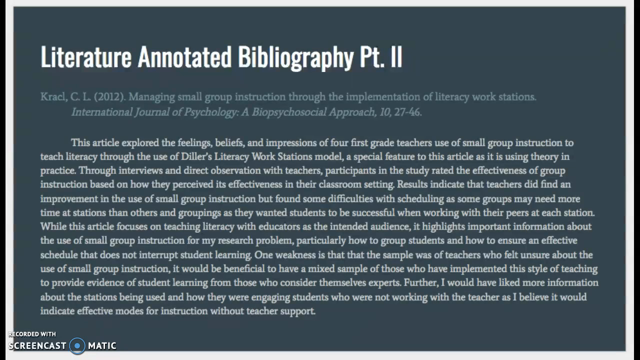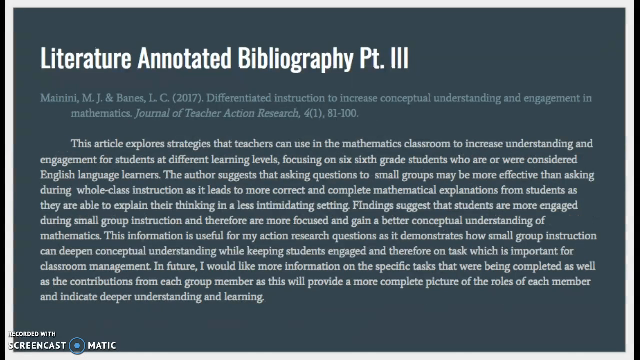So again, limitations. I would have liked more information about the stations being used and how they were engaging students. So it talked about the stations, but it didn't go in depth into what they were doing, which I think would indicate effective modes for instruction without teacher support, which is important, again, as the students will be ultimately left to their own devices. The next article, differentiated instruction to increase conceptual understanding and engagement in mathematics.